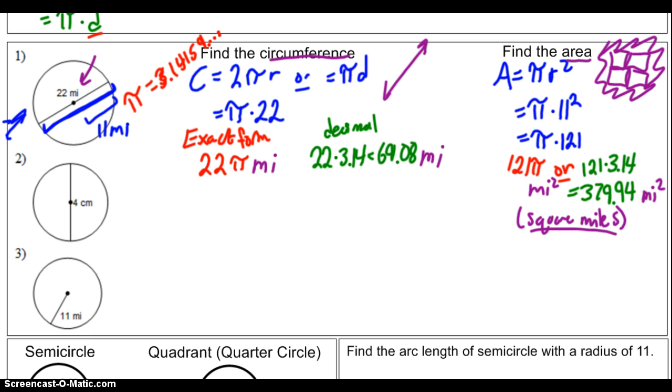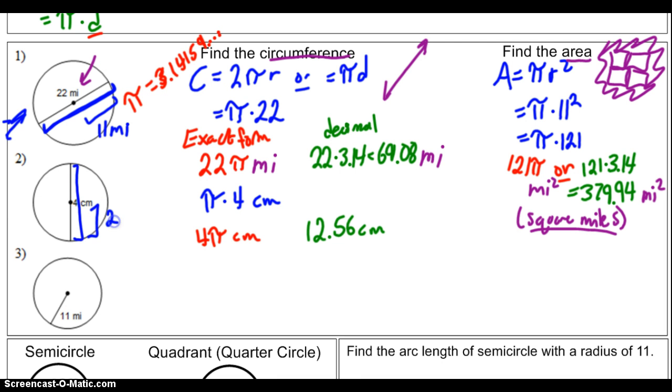Go ahead, pause the video here, and try 2 and 3. Alright, so here we go with problems 2 and 3. Problem 2, find the circumference. Well, let's see. The diameter is 4 centimeters, so I'm going to have the circumference be pi times 4 centimeters. And so in exact form, that would be 4 pi centimeters. And in decimal form, if I multiply 4 by 3.14, I end up with 12.56 centimeters.